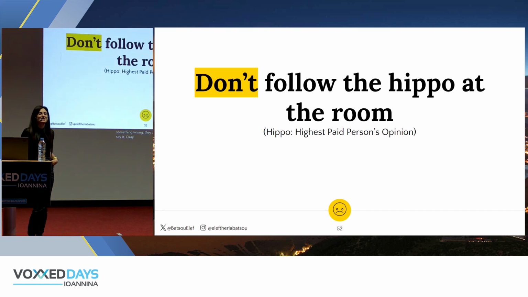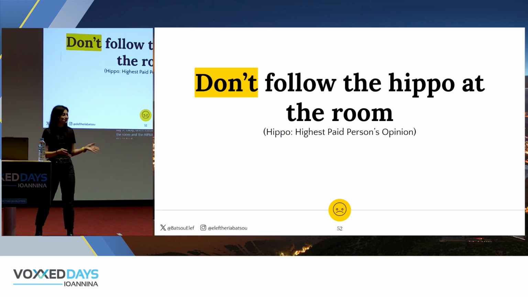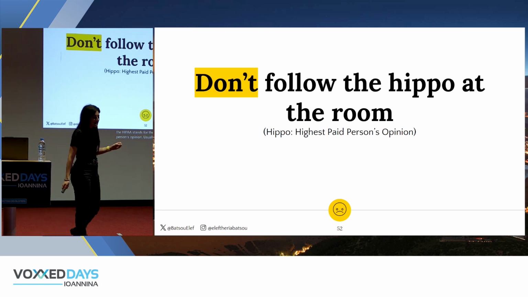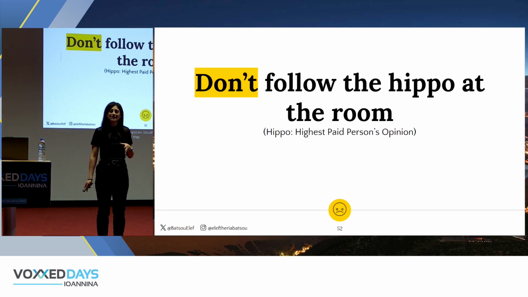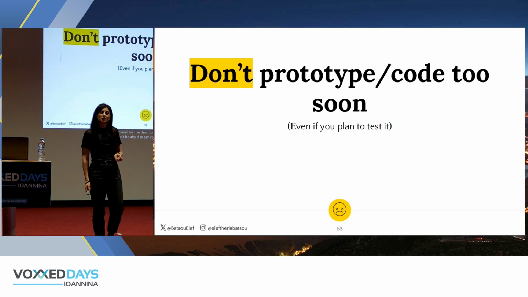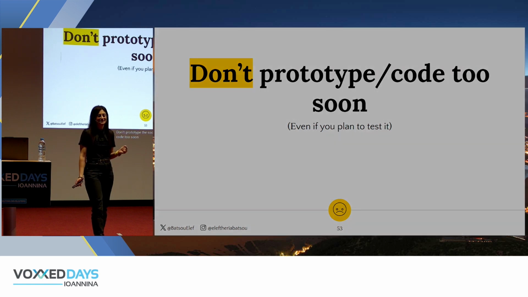Okay, don't follow the HiPPO in the room. HiPPO stands for the highest paid person's opinion. Usually it's your boss. So if your boss has an opinion and you have a different opinion, just be clear about it and don't be afraid to say your opinion. Don't prototype too soon and don't code too soon, even if you plan to test it.